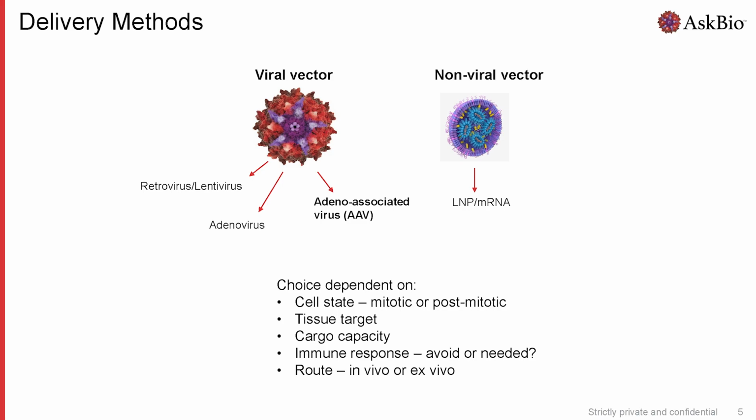You need to consider the immune response. In some cases, you might need a strong immune response, say with cancer therapeutics. Most other times you'd like to avoid that immune response, and we'll talk quite a bit about that today. And you also need to consider how you're going to deliver it, whether it will be in vivo, systemic, or directly injected into the target organ, or ex vivo.